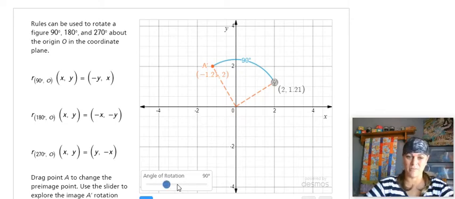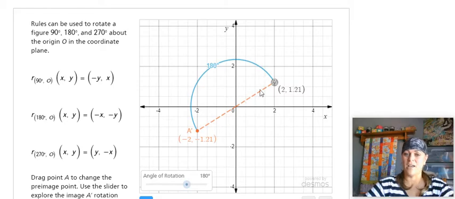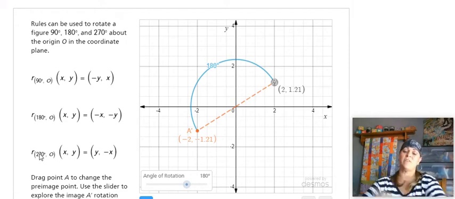So let me show you. There it is. And see, it's exactly 180 degrees around the origin. So instead of going right 2, it's going left. Instead of going up, it's going down 1.21. Okay, so exactly the same order, just negative. Negate what you have. And then 270 degrees, that's one more rotation of 90 degrees.